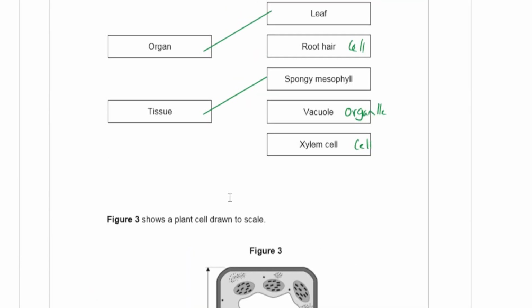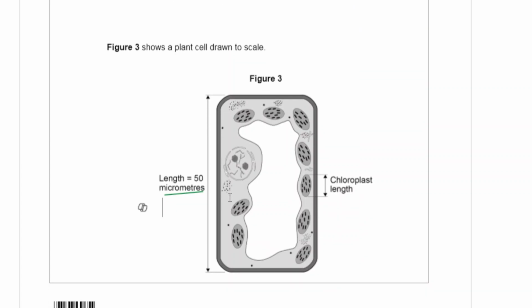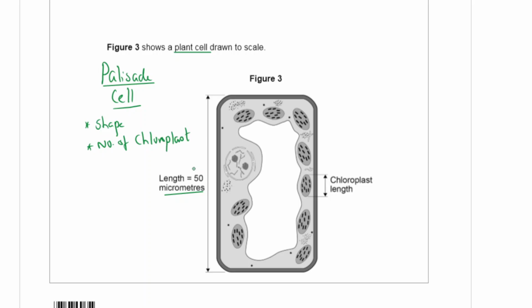They haven't told you what type of cell it is. It shows a plant cell drawn to scale. Now this cell is called a palisade cell. Well, how do I know that it is actually a palisade cell? Because it has lots of chloroplasts and it has this rectangular shape, right? So I'm looking at the shape and number of chloroplasts.